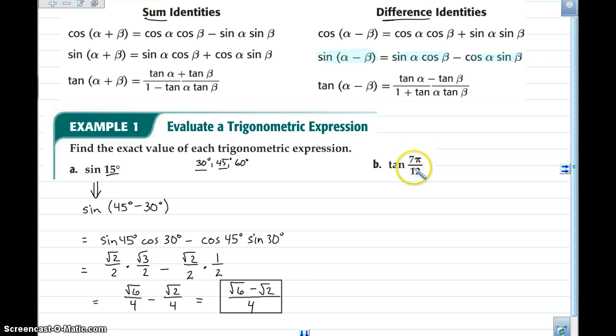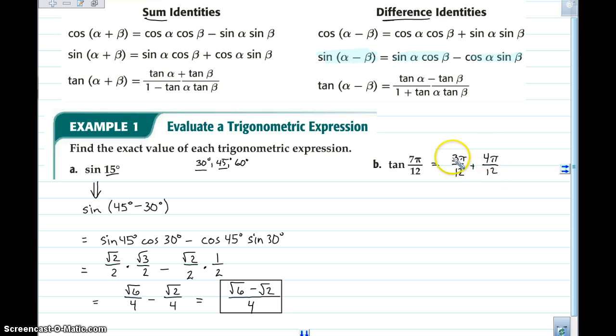For instance, when I have 7 pi over 12, I want to think of numbers that I can add to equal 7 that would be reducible when I put them over 12. For instance, I can think of 3 pi over 4, that's on my unit circle, plus 3 pi over 12, that's reducible, plus 4 pi over 12.